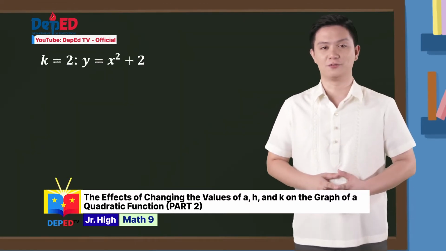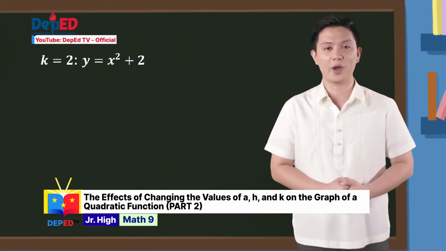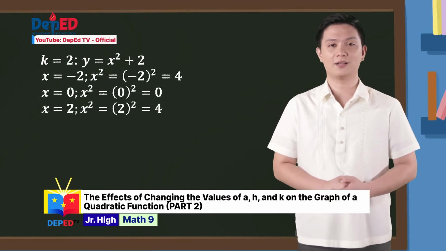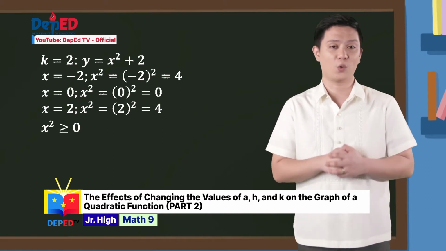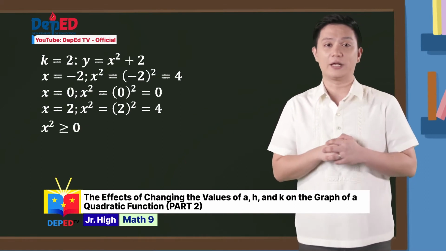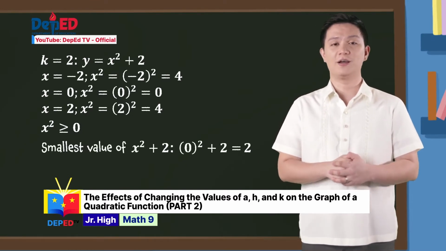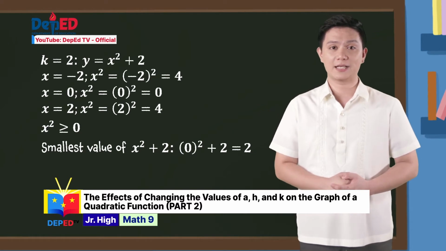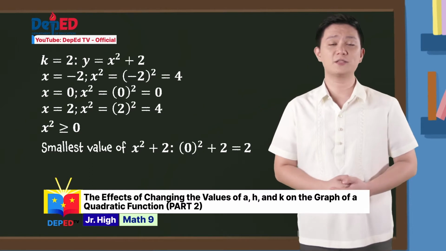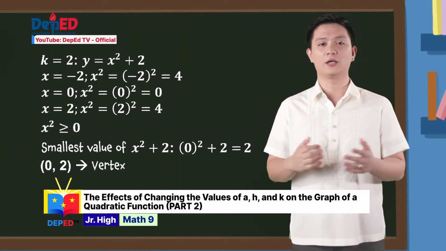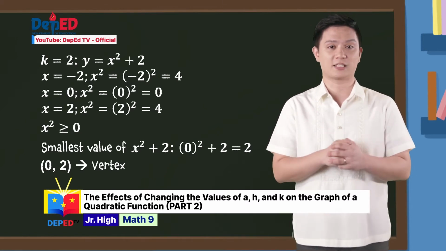When k is equal to 2, the equation will be written as y equals x squared plus 2. Notice that no matter what real number we substitute into x, x squared is always greater than or equal to 0. Hence, the smallest value of x squared plus 2 is the square of 0 plus 2, or simply 2. This means that the lowest point on the graph will have coordinates (0, 2). This is the vertex of the parabola.